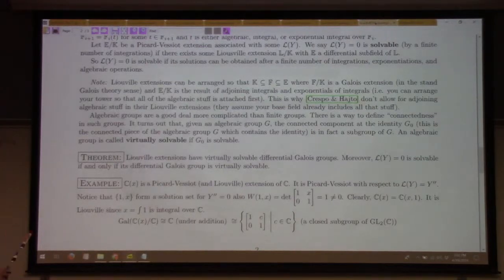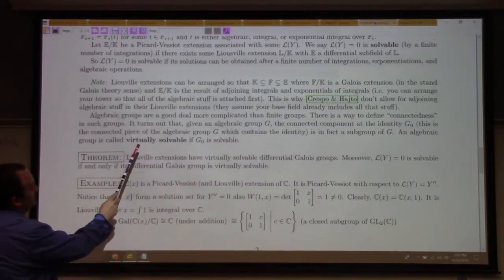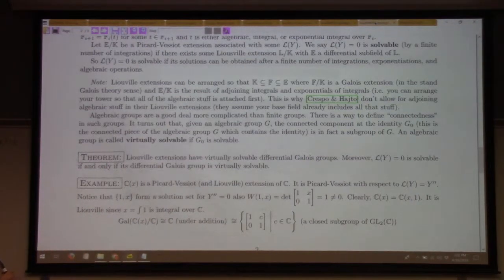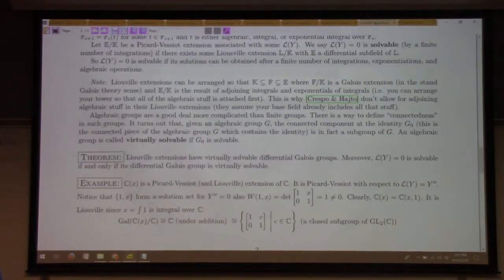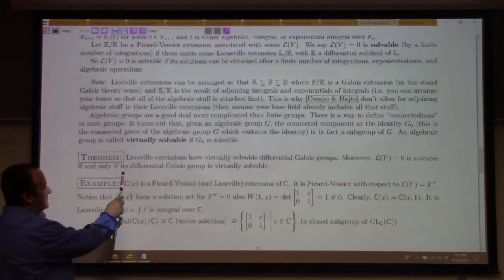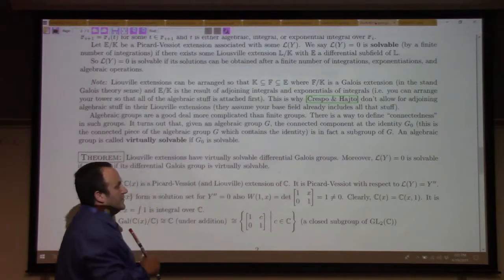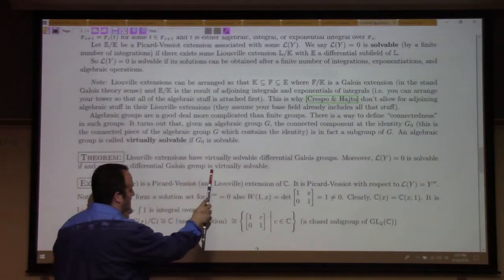So, theorem, this is a little bit surprising. Algebraic groups, he says, it turns out that a given algebraic group has a connected component of the identity, which is a connected piece of the algebraic group which contains the identity. So this leads to the definition of an algebraic group being called virtually solvable if the connected component of the identity is solvable. So the solvability that's interesting is not for the whole group, it's for the connected component of the identity. That's a little bit of a twist. And so the theorem is: Liouville extensions have virtually solvable differential Galois groups. Moreover, L of y equals 0 is solvable if and only if its differential Galois group is virtually solvable.